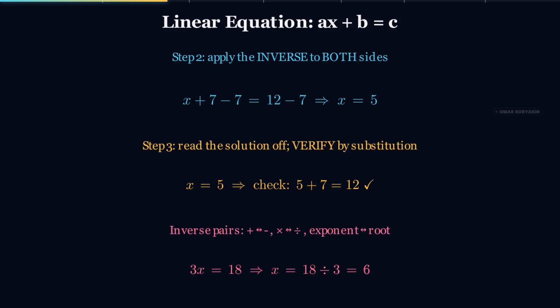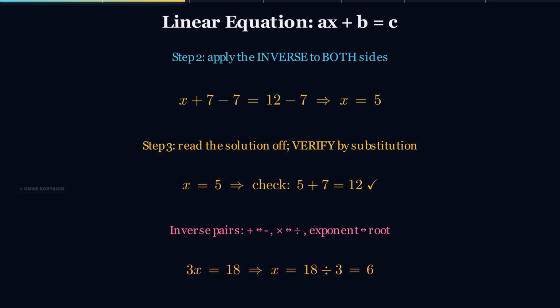Step 3. Read off the solution. The form x equals some specific number is the goal of every linear equation solving procedure. Once you reach that form, the number on the right side is the unique solution to the equation. As a verification step, you should always substitute the solution back into the original equation and check that both sides really do equal the same number. The substitution check uses the evaluation skill from Section 2 and catches almost every solving error in 5 seconds.